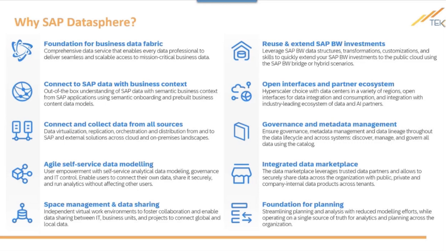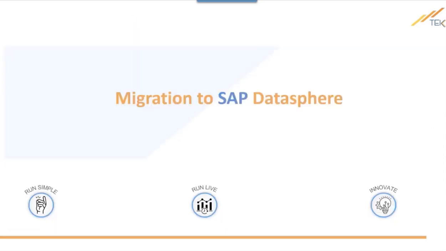Planning will happen in SAC. You can write back the data into DataSphere, which gives us multiple options on top of the data, and then you can again report it back into SAC either via APIs, or you can have a direct connectivity to DataSphere. That's it. Let's get into a couple of migration options.